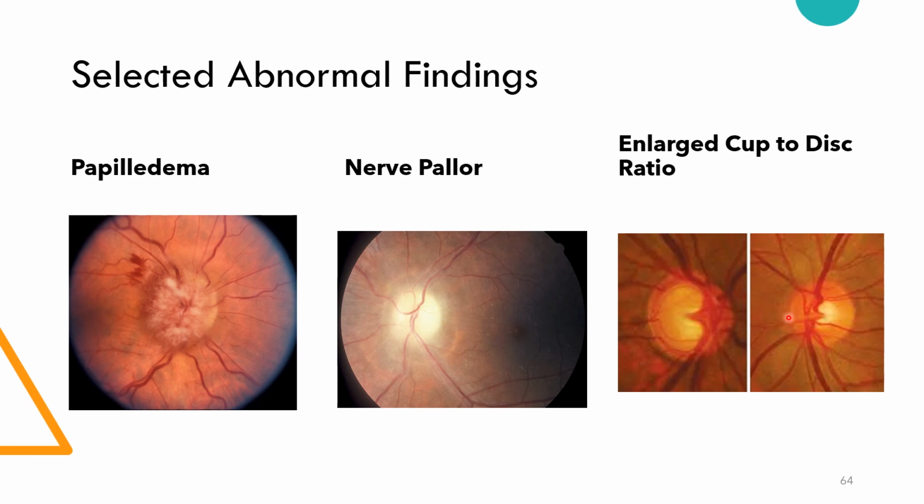And on the right-hand side here, we see a very normal cup to disc ratio, this little bright white area, pretty normal. It's not too enlarged. And here we can see where the cup is really starting to meet the edges of that optic disc. This patient very likely has advanced stage glaucoma.